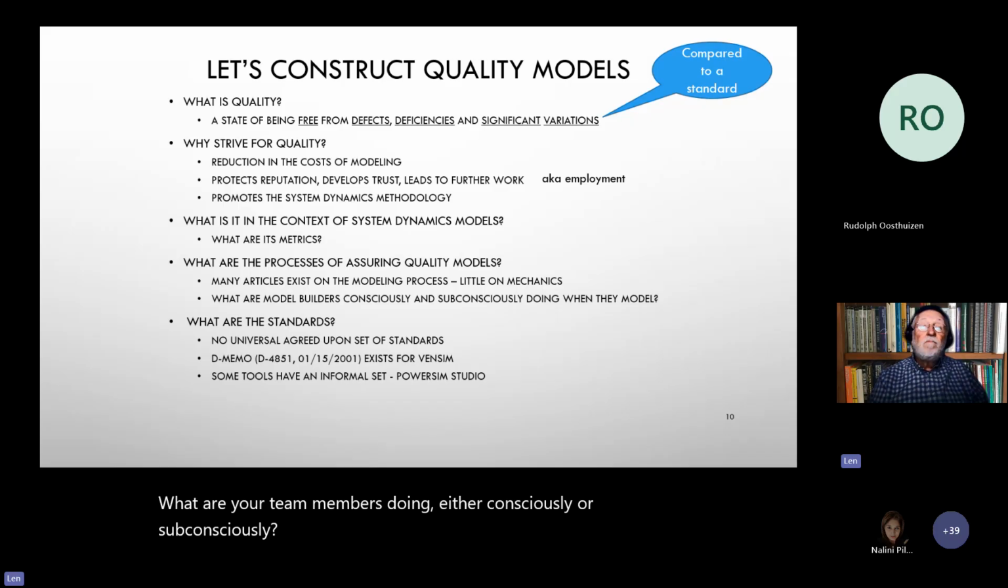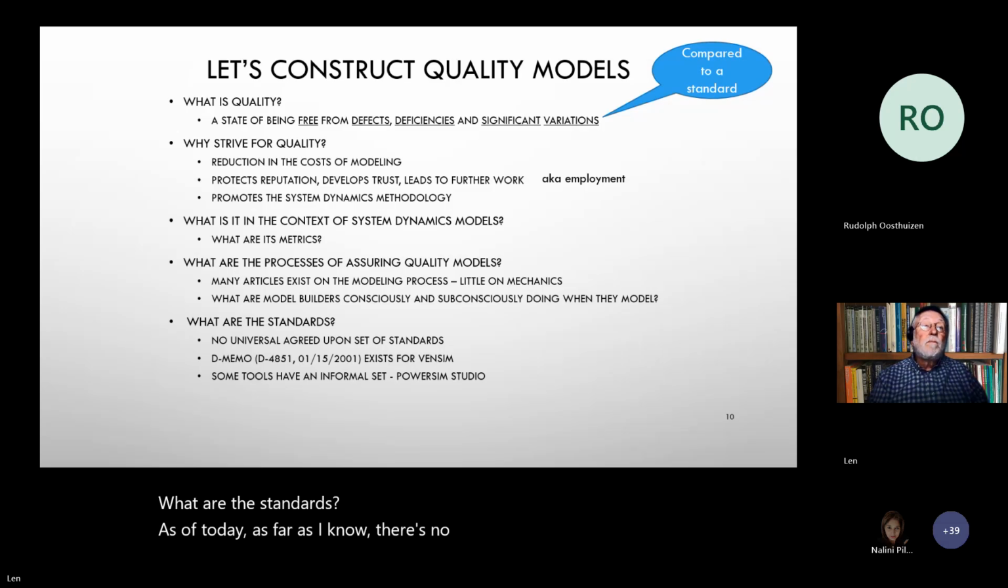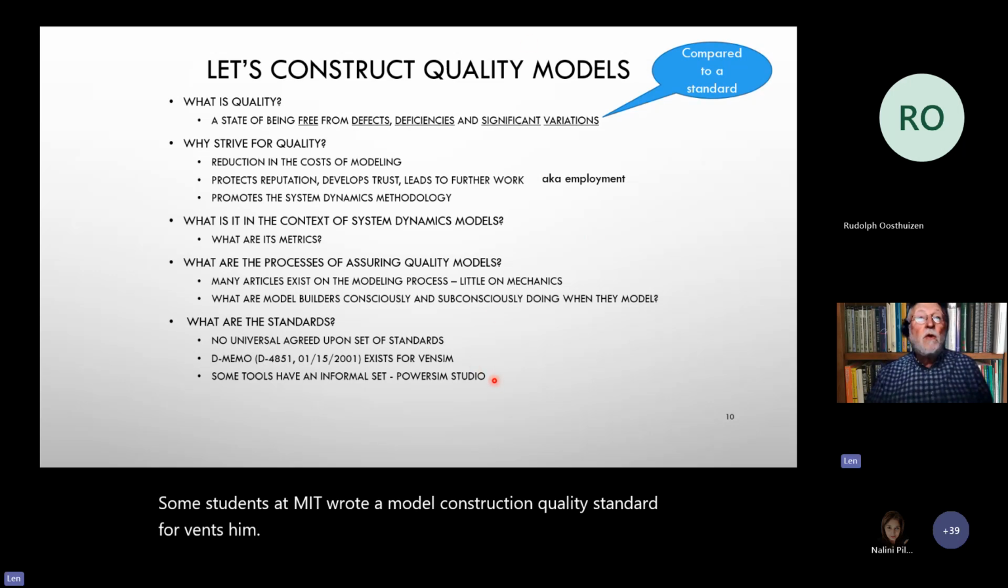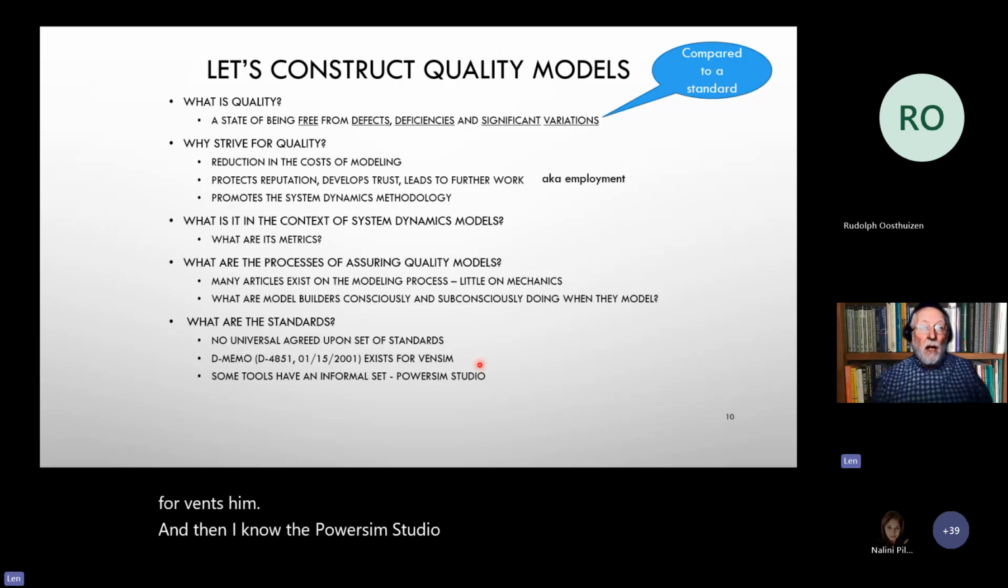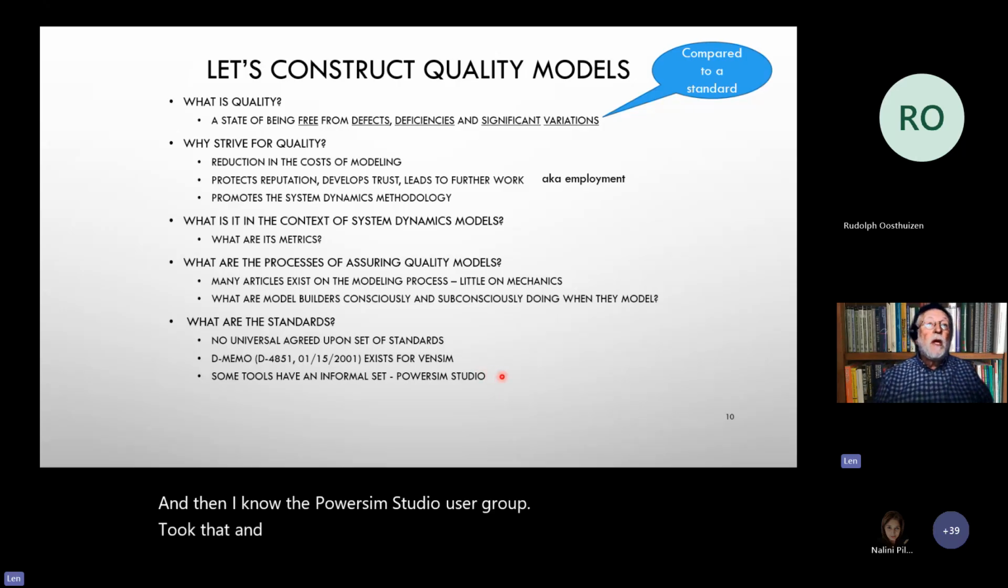What are the standards? As of today, as far as I know, there's no universal agreed upon set of standards. Okay, there is a D-Memo. Now, let's see, that was 2021. So a little bit more than 24 years ago, some students at MIT wrote a model construction quality standard for Vensim. And then I know the PowerSim Studio user group took that and added to it, and they have an informal set of standards.